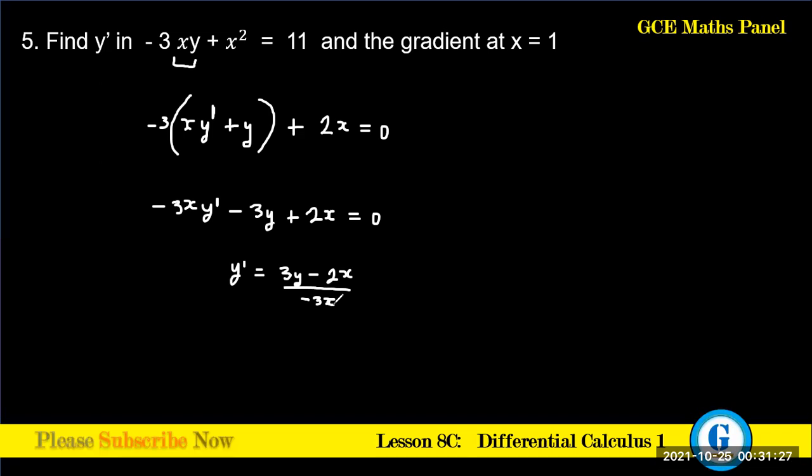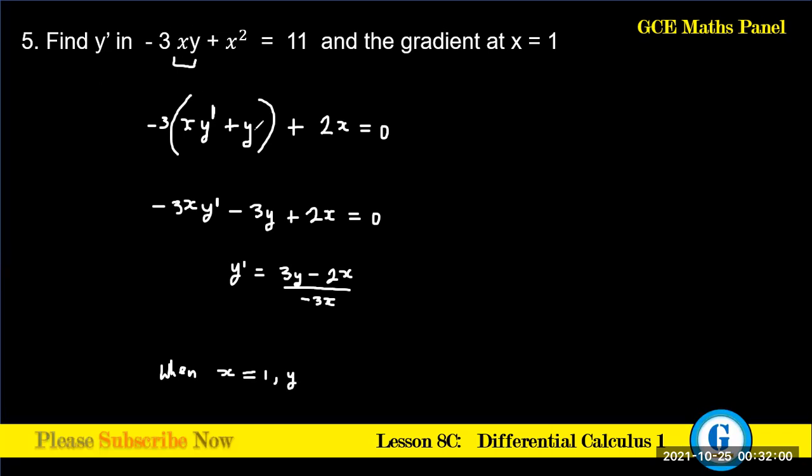Now they want us to find this gradient at the point where x is equal to 1. But according to this function, when x is equal to 1, what do we obtain? When x equals 1, we want to obtain the value of y, because you cannot look for y prime of 1 without obtaining the value of y.